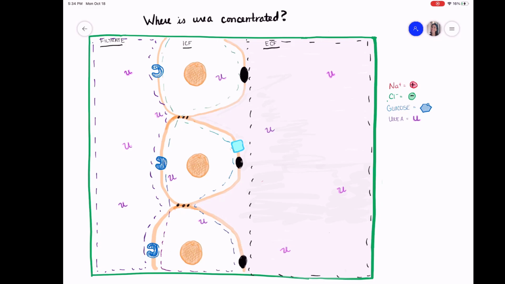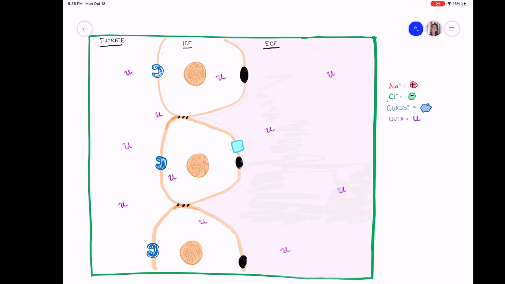So urea now has a gradient, and so urea is going to want to move down its own concentration gradient, and so we're going to show that here, where we're going to spread urea out a little bit more so that it shows an even distribution in our green box. So urea also gets reabsorbed passively because urea follows the water.